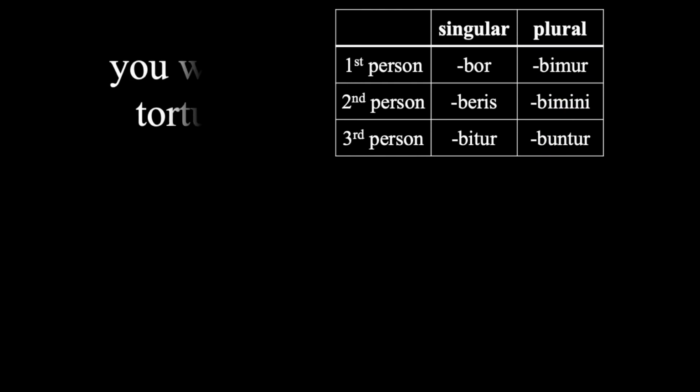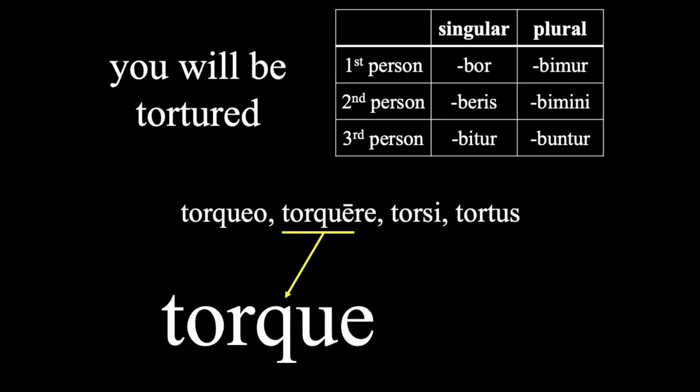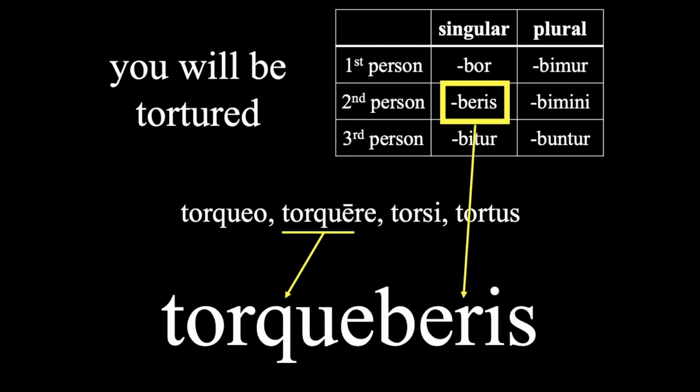All right, next. You will be tortured. A little dark perhaps, but nonetheless. It's a second conjugation verb, so we use these endings again. We'll drop the re, and we'll add the ending and get torqueberis.